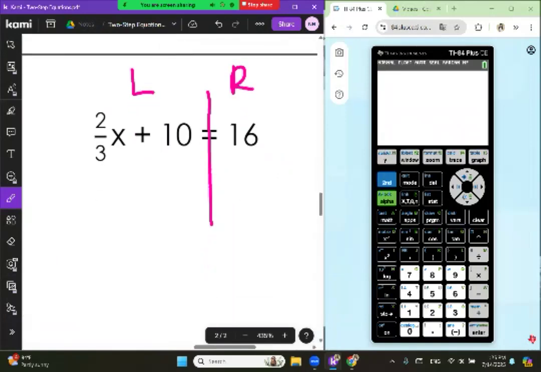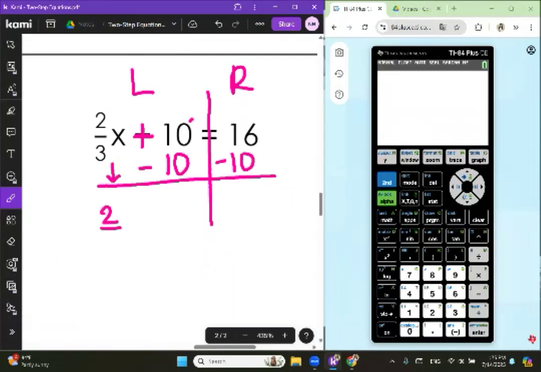Number between 2/3 and 10. 10 is the one without the letter. So plus 10 changes to minus 10. Okay. Complete, clean it up. 2/3. 10's zero out. 16 minus 10, 6.